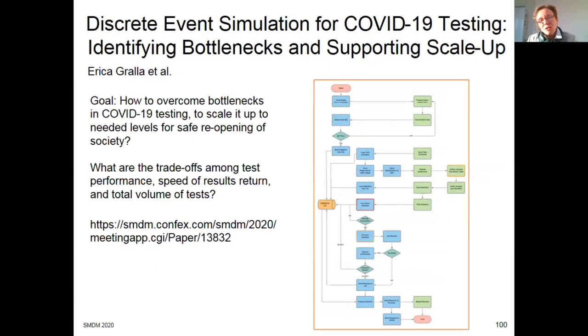And then I continued my search looking at presentations that we have here at the SMDM meeting. There is one talk that has also been presented at the keynote for the COVID panel: discrete event simulation for COVID-19 testing, identifying bottlenecks and supporting scale up by Erica Grellet and colleagues. The goal was how to overcome bottlenecks in COVID-19 testing to scale it up to needed levels for safe reopening of society.